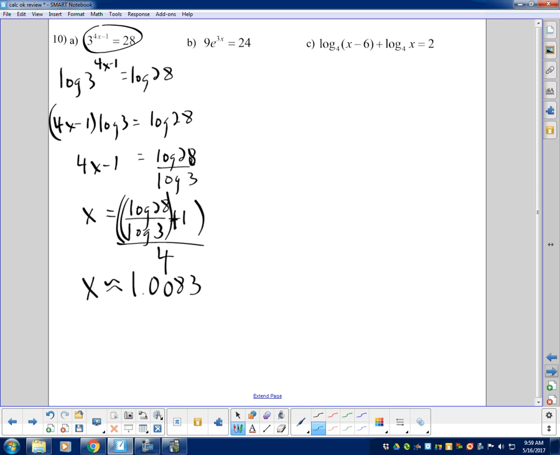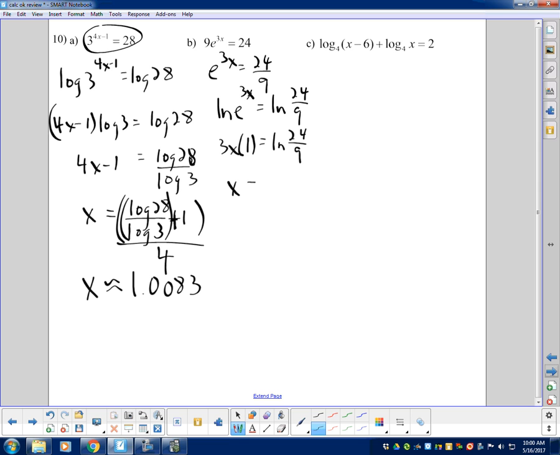All right, B, we have an e in here. So let's go ahead and divide by 9 first. So e to the 3x equals 24 over 9. To get rid of that e, I'm going to take ln of each side, because ln of e is 1. So take ln of each side on this one, and bring down the 3x. ln of e, like I said, is 1.